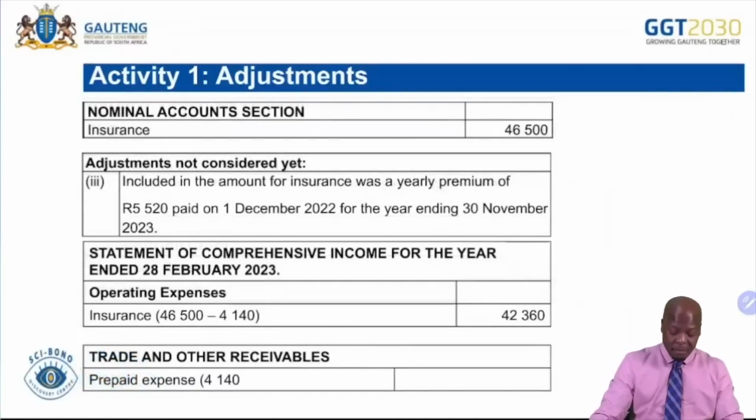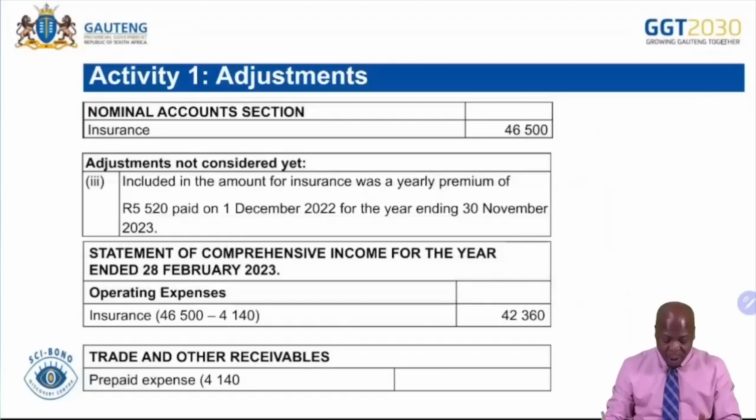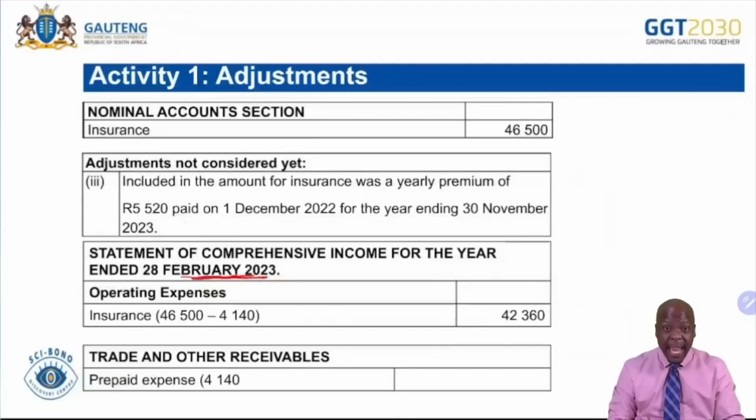Adjustment number 3. It reads, included in the amount for insurance was a yearly premium of 5,520 paid on the 1st of December for the year ending 30 November 2023. Do you remember what I said at the beginning of today's class? In the 10 minutes reading time, you need to capture your dates, they are very important. In this particular question, our financial year is ending on the 28th of February 2023. All right, this is the financial year end.